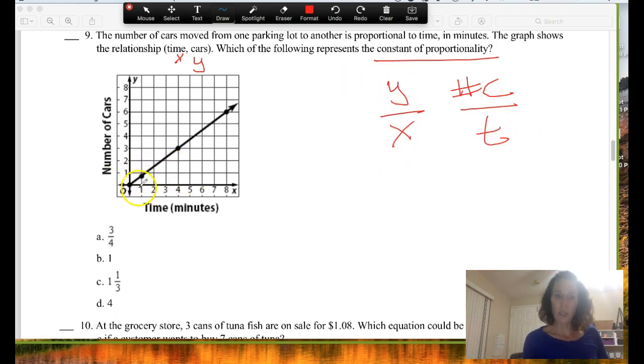So let's go ahead and find a point where we can figure it out. Which of the following represents the constant of proportionality?